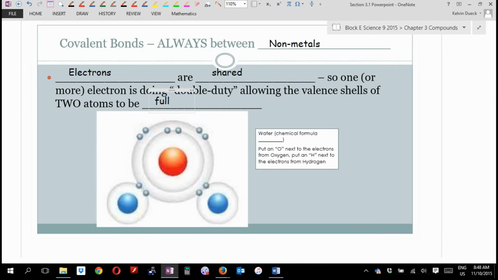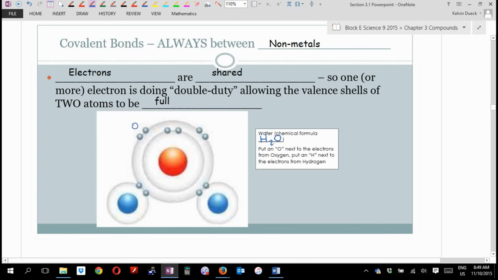So here is a Bohr model. The big red atom is oxygen. You know how I can tell? Because it has two shells and its outer shell is full. Also, I've told you that the chemical formula for water is H2O. Put an O next to the electrons from oxygen. How many electrons does oxygen have? What's its periodic table atomic number? 8. So normally, it's not an ion this time. How many electrons will it also have?